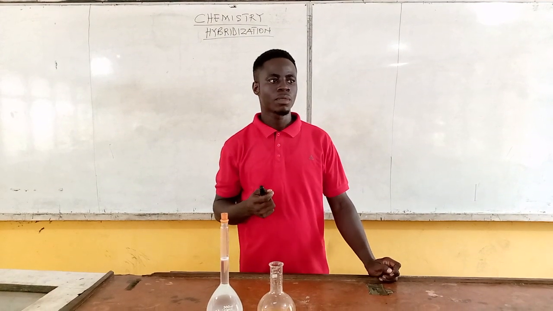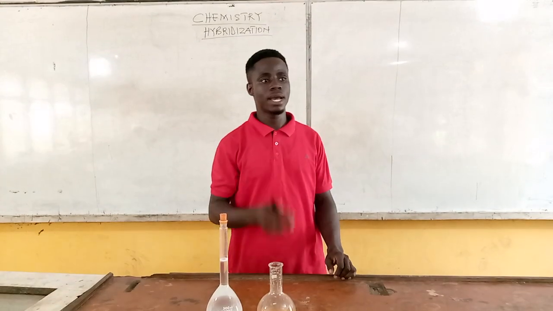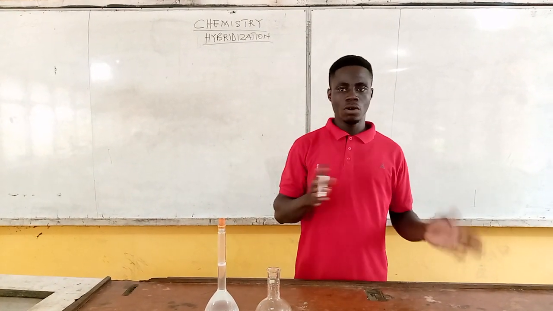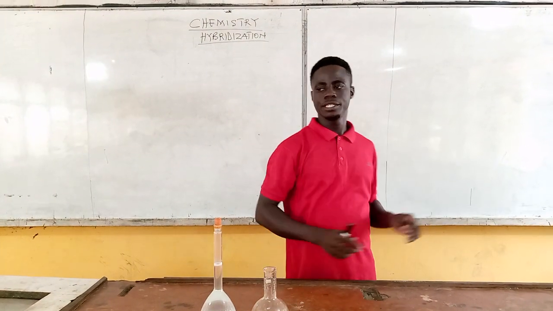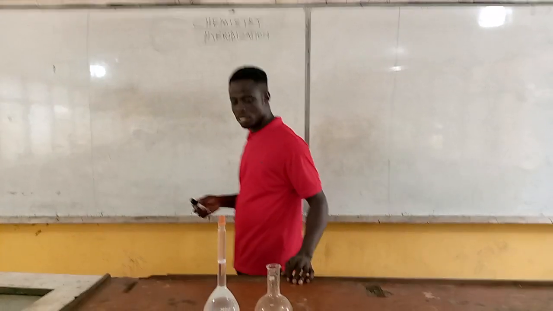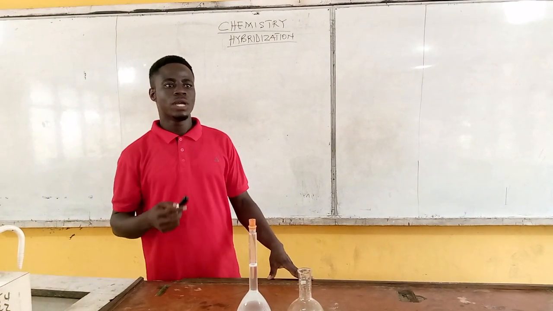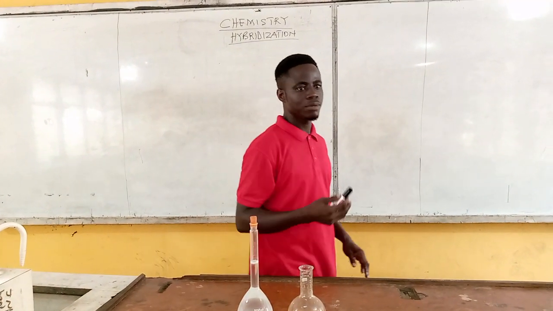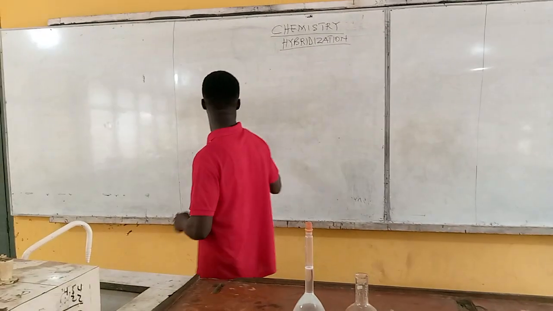Now, in our previous video, we studied the definition of hybridization to be the mixing of two or more atomic orbitals with different energies and shape to form new orbitals with an equivalent energy and shape. We have also discussed all the types of hybridization, talking about the SP, the various types.